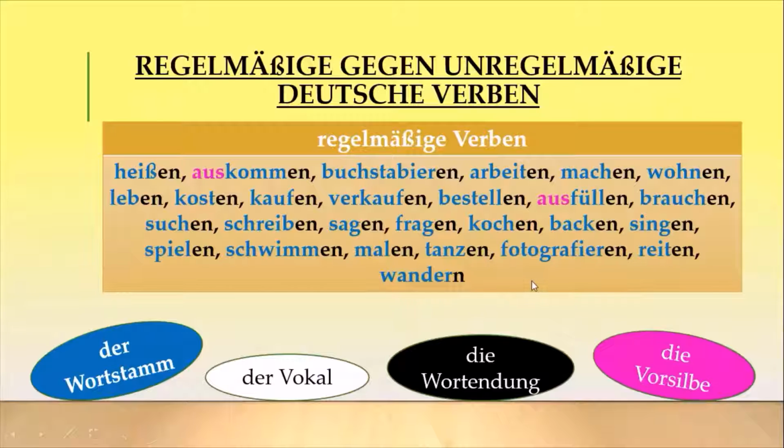Then some verbs in the German language will also have what we call the prefix in English, which is a 2 or 3 letter word coming before the main verb. And such verbs I have covered just 2 in the German language, auskommen and ausfüllen. This prefix is in German die Vorsilbe.